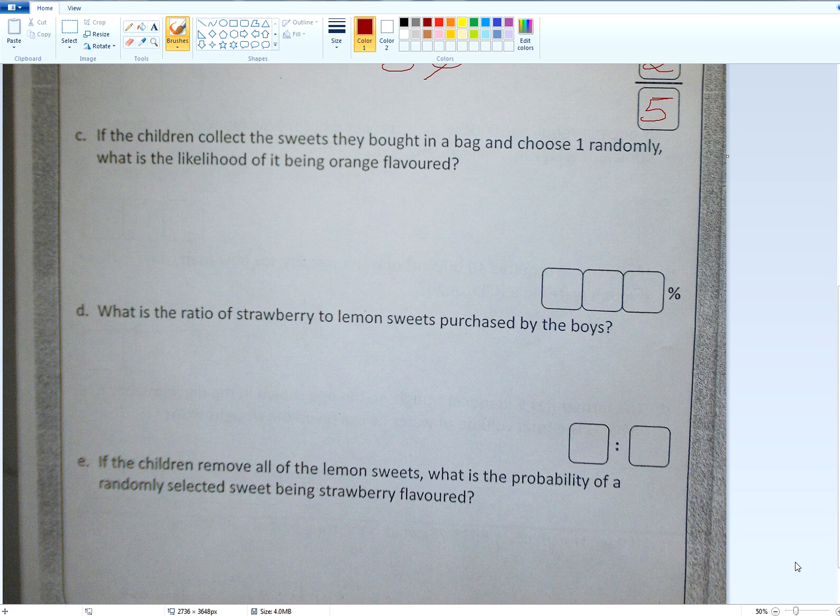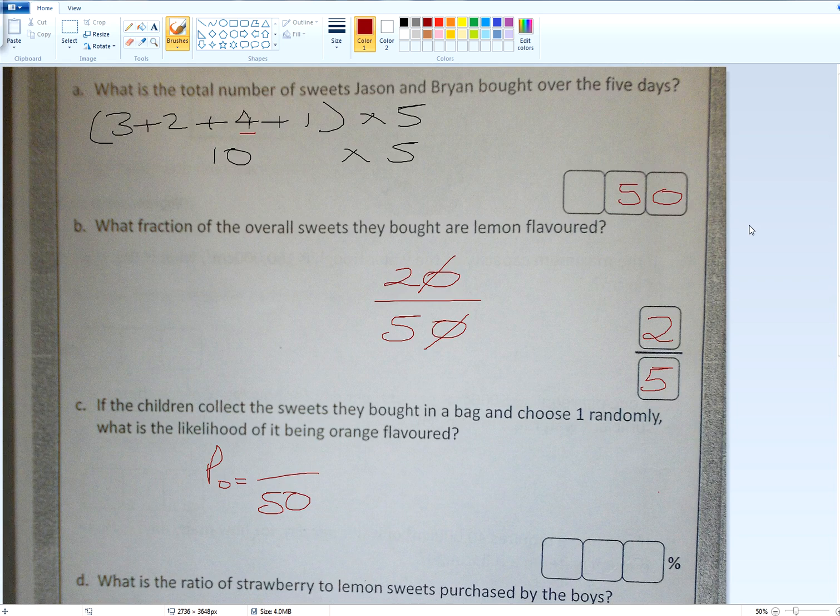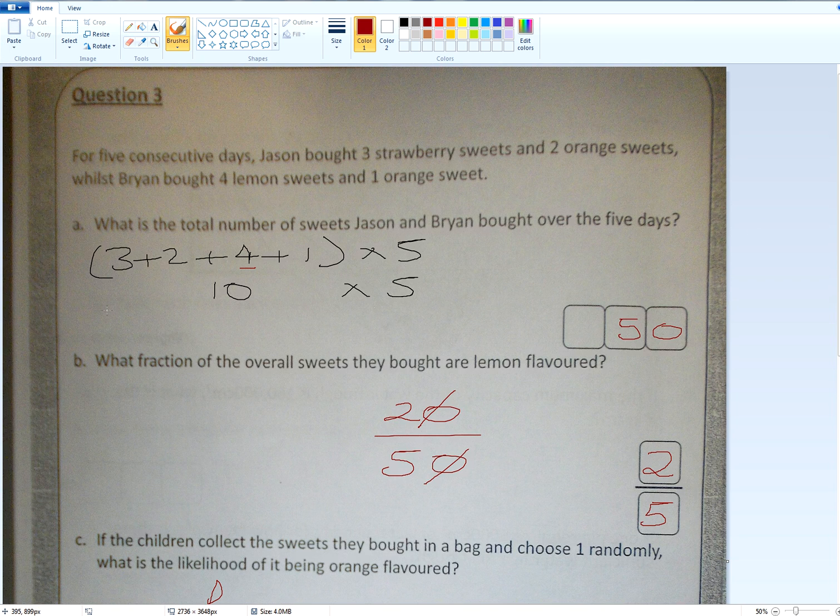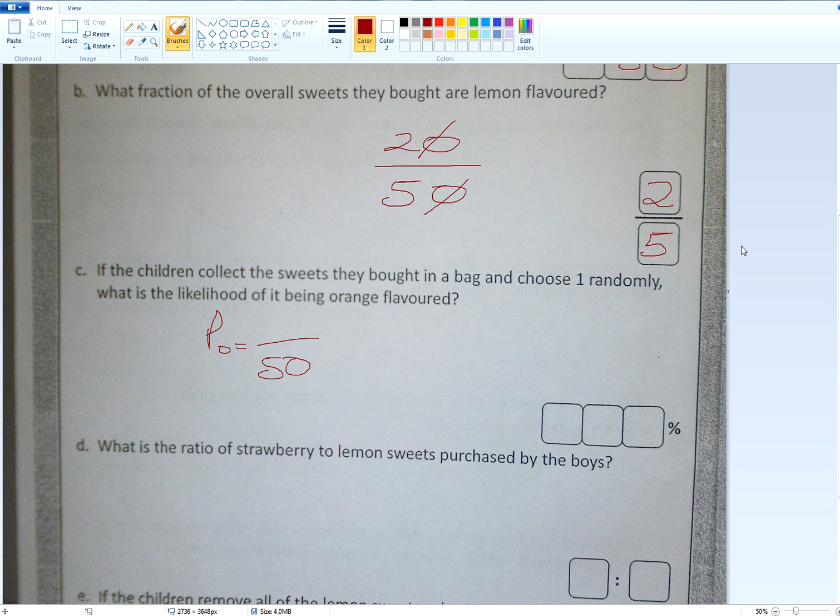If the children collected the sweets they bought in a bag and chose one randomly, what is the likelihood of it being orange flavored? So the probability of being orange flavored is going to be how many orange ones there were out of the 50. Let's go back up a bit. They got 2 orange on the top and 1 orange on the bottom, so it's 3 oranges per day. 3 times by 5 is 15 oranges. So it'll be 15 out of 50.